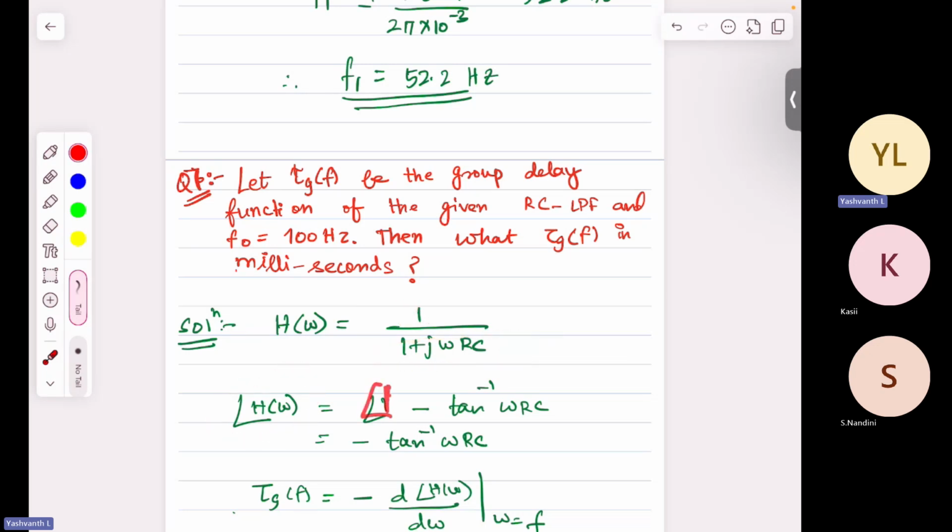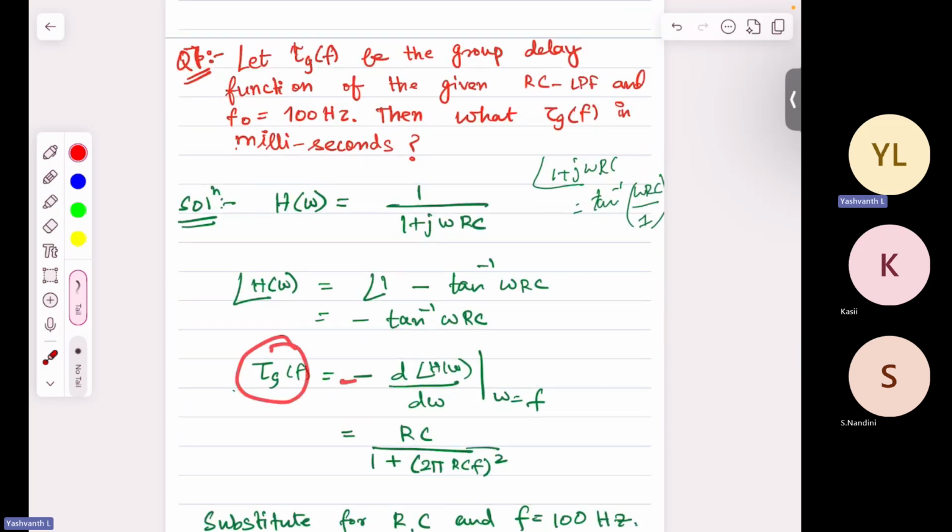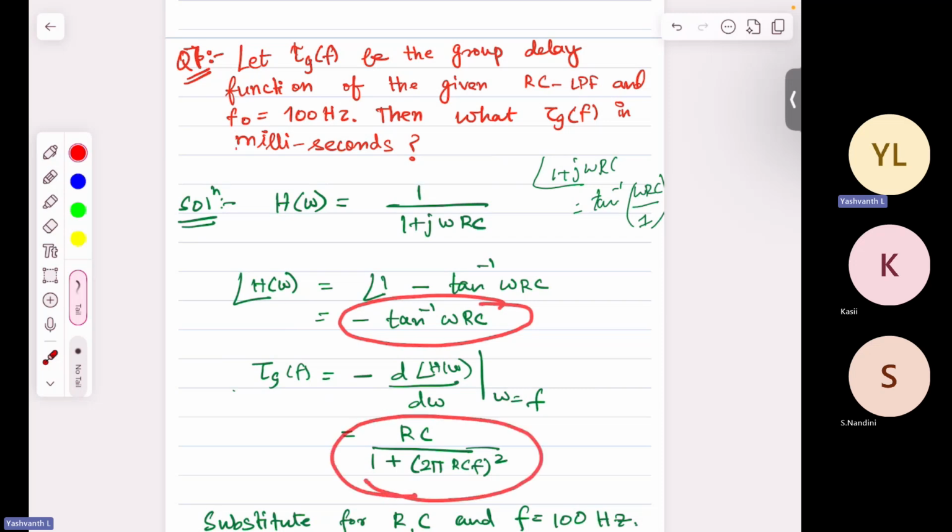But the angle of 1 is a real number. There is no angle for a real number. Therefore, the angle of 1 is 0. But the angle of 1 plus j omega RC is nothing but tan inverse of omega RC by 1, that is, tan inverse of imaginary part by real part. Therefore, the angle of H of omega is nothing but minus tan inverse of omega RC. Therefore, what is your group delay? It is nothing but minus d by d omega of the angle of H of omega at omega equal to f. Therefore, you just differentiate minus tan inverse of omega RC. You will get this.